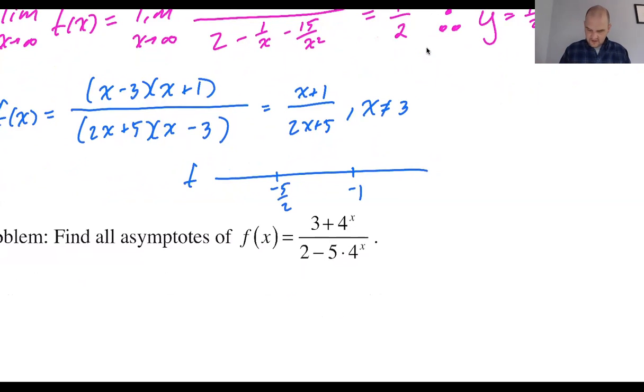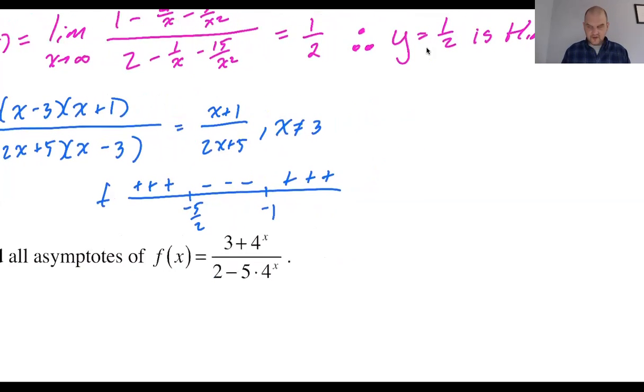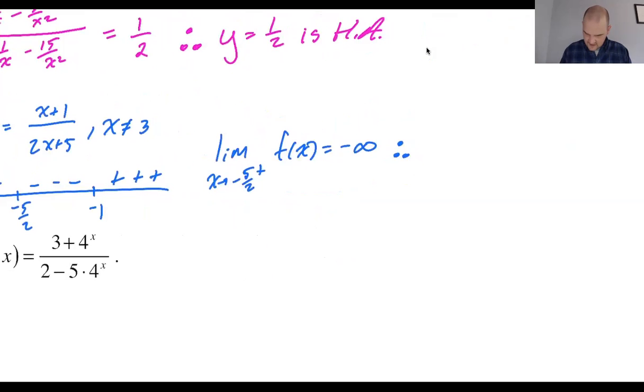So negative a billion gives me negative over negative, so positive, which is actually all I need. I mean, I'm going to finish, but that's all we needed, right? Because we just need the limit from the left or the right to be infinity or negative infinity, and we had enough information there. So I'm going to say the limit as x approaches negative 5 halves from the, let's do the right, I mean, why not, of f of x is negative infinity. Therefore, x equals negative 5 halves is a vertical asymptote.